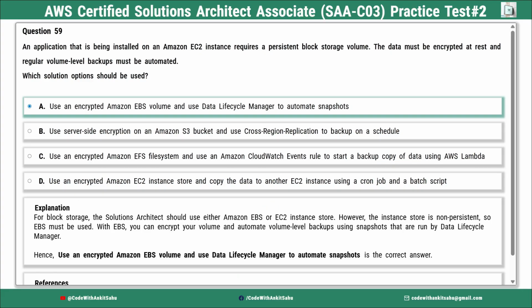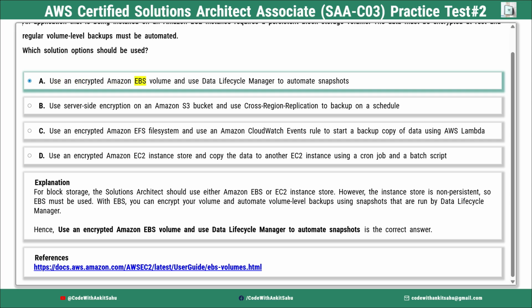Correct answer. Option A. Use an encrypted Amazon EBS volume and use Data Lifecycle Manager to automate snapshots. Explanation for block storage. The solutions architect should use either Amazon EBS or EC2 instance store. However, the instance store is non-persistent, so EBS must be used. With EBS, you can encrypt your volume and automate volume-level backups using snapshots that are run by Data Lifecycle Manager. Hence, use an encrypted Amazon EBS volume and use Data Lifecycle Manager to automate snapshots is the correct answer.